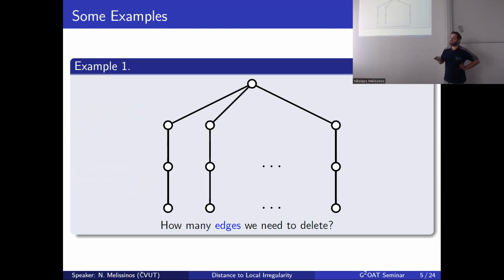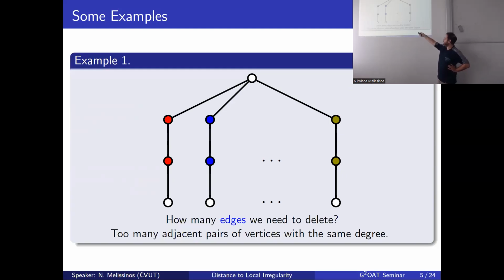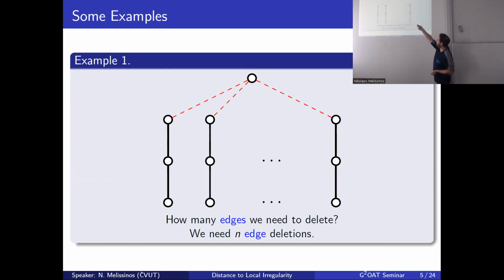Then we need to take some time to realize that all those colored pairs have the same degree. We cannot delete just one edge in order to fix all of them at the same time. So we actually need to delete n edges in order to have a locally irregular graph. And you can see that I also have an isolated vertex. I have no problem with that.